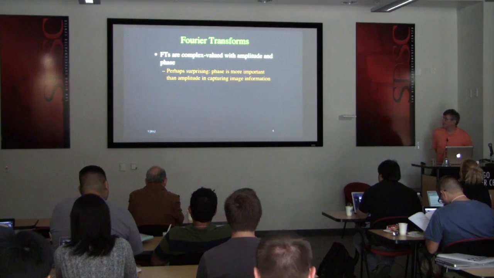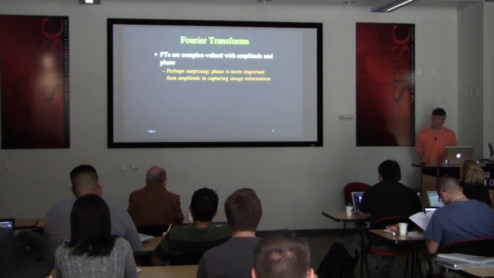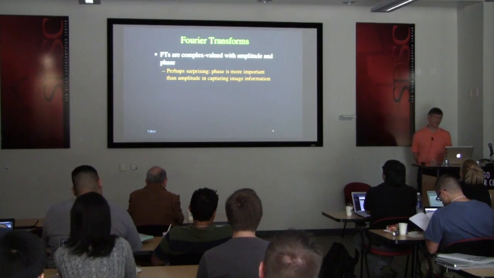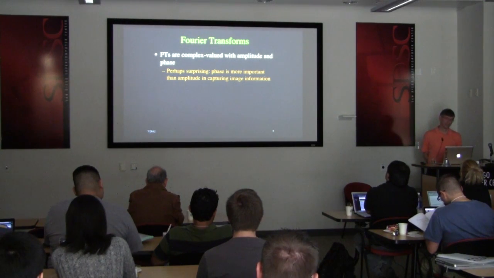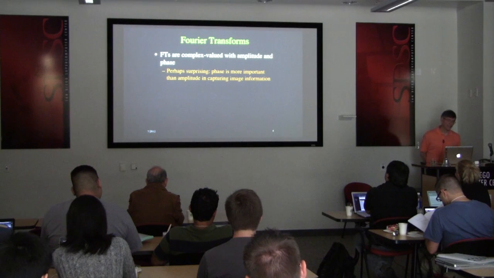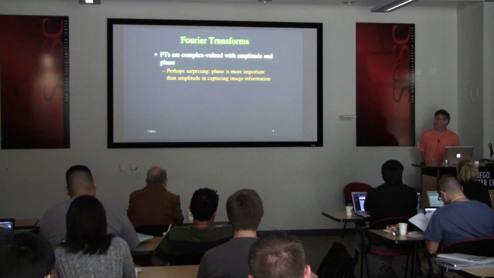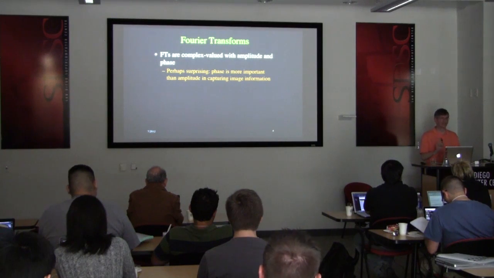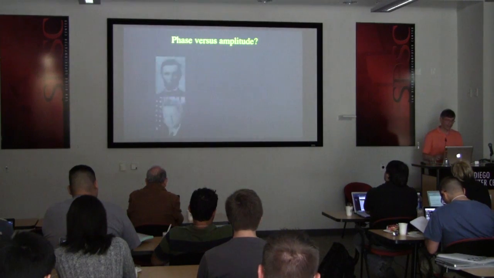Fourier transforms are complex valued. So for each point, you start out with, say, an image, and what you get back is an image, but it's a complex image that has amplitude and phase. And it's useful to have a little bit of intuition about how these things work. One of the things that's kind of interesting and maybe surprising is that if you look at the amplitude and phase of a transform, the phase is actually the more important piece of information in a lot of senses. And here's an example.